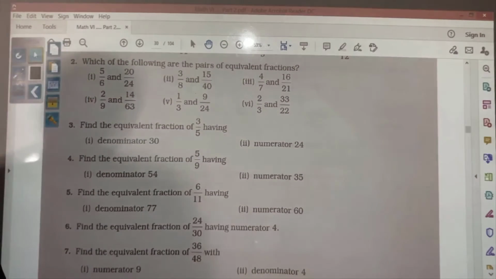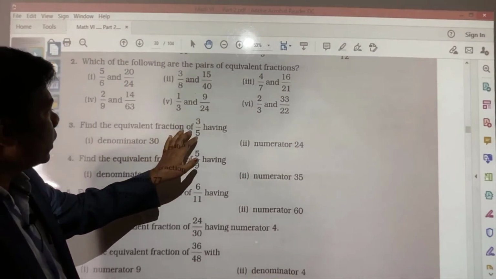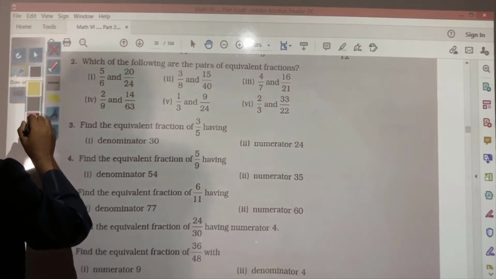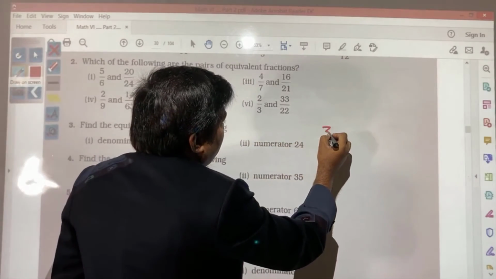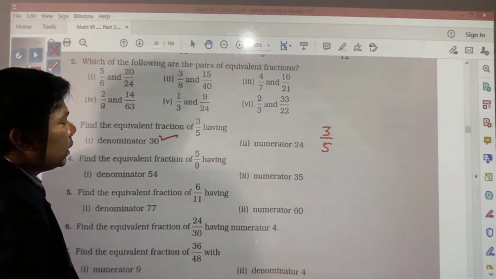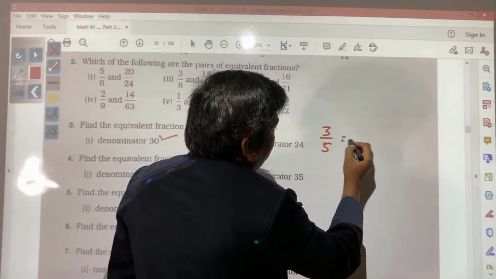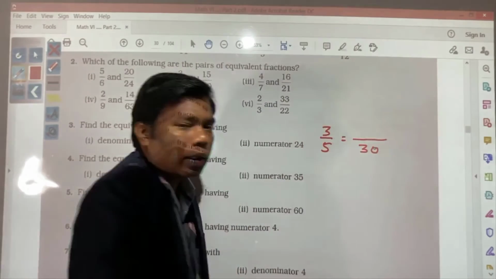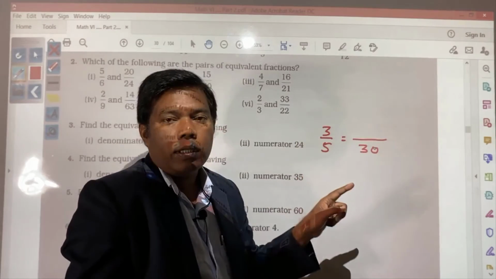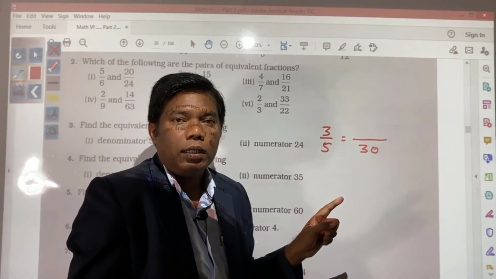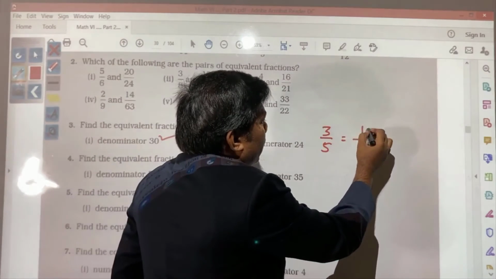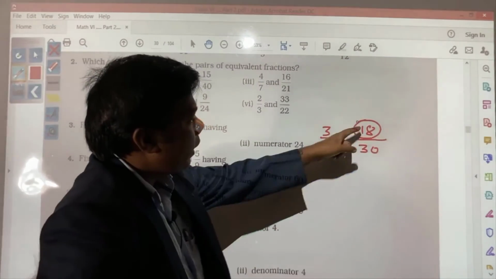Then you have to find the equivalent fraction of 3 by 5 having denominator 30. 3 by 5 you have, and you need to write down an equivalent fraction having denominator 30. So just write 30 over here. Now you see what number has been multiplied with this so that we have got 30. 5 6s are 30, so here 6 is required to be multiplied. 6 3s are 18. So this is your answer: 18 by 30.